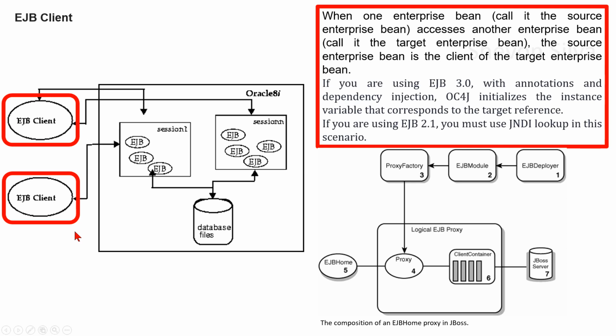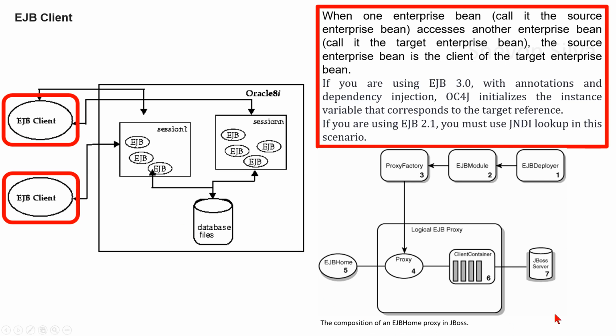When one enterprise bean, call it the source enterprise bean, accesses another enterprise bean, call it the target enterprise bean, the source enterprise bean is the client of the target enterprise bean. If you are using EJB 3.0 with annotations and dependency injection, OC4J initializes the instance variable that corresponds to the target reference. If you are using EJB 2.1, you must use JNDI lookup in this scenario.